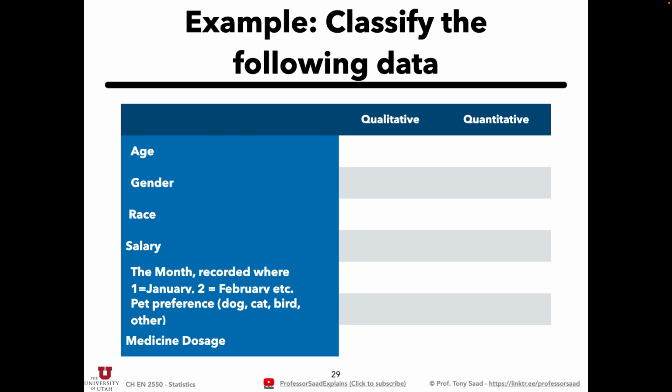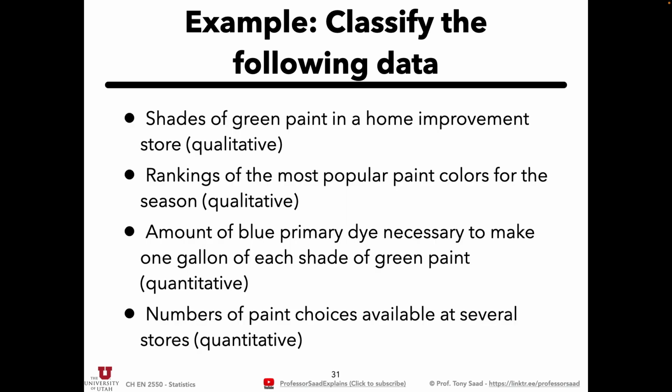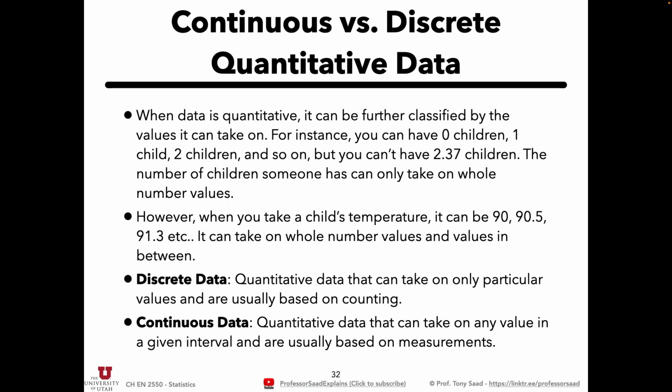You can say, oh, this person gets paid twice as much as the other person, right? The months of the year, qualitative, right? Even if you're using a numerical value for it. And medicine dosage, quantitative. Okay, good. All right, so there are some other examples here, like shades of green, rankings of the most popular paint colors, amount of blue. It's quantitative. So a bunch of examples, you can go through them. Some of them are lifted directly from the textbook.